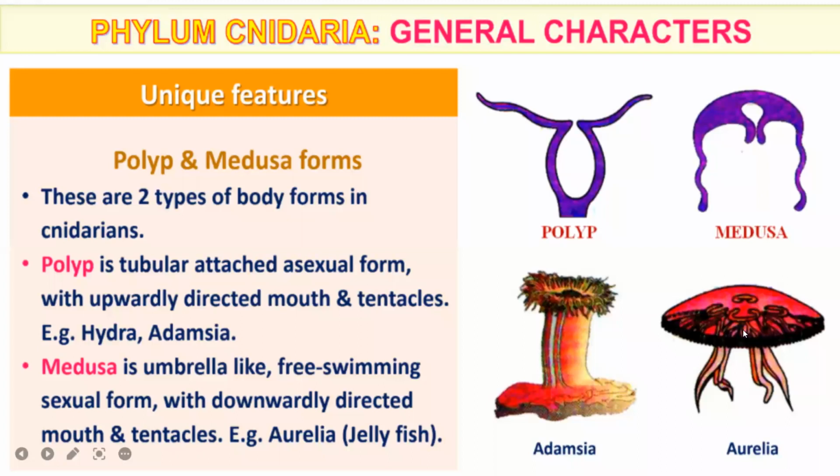In medusa, it is umbrella-like, free swimming, with downwardly directed mouth and tentacles. The polyp is attached, the medusa is free swimming. The polyp's mouth and tentacles are upwardly directed. The example you have to remember is Aurelia, which is jellyfish. Two examples: hydra and jellyfish. Jellyfish, common name is enough. In porifera, you have to know sponge and sycon. Sponge is easy to remember, sponge we use, and sycon.